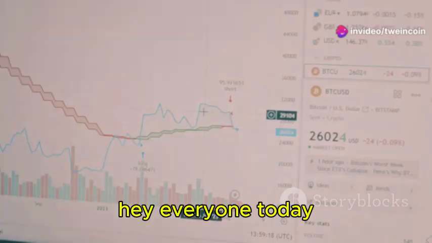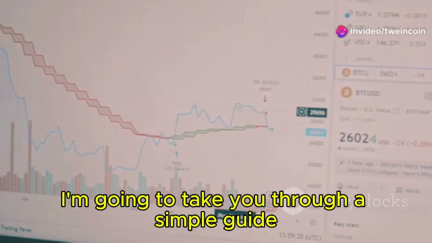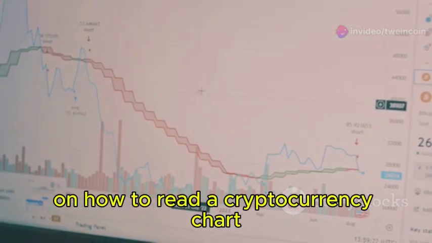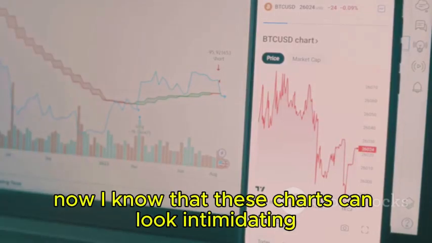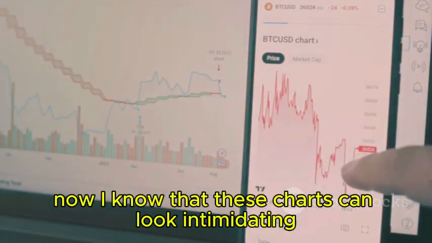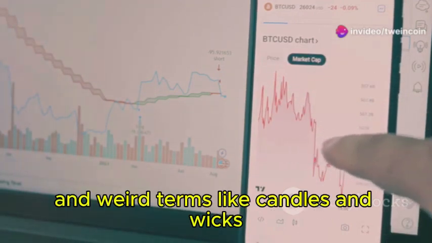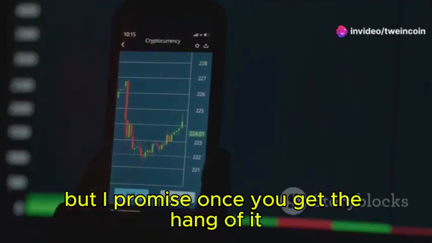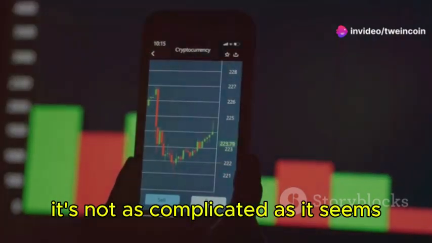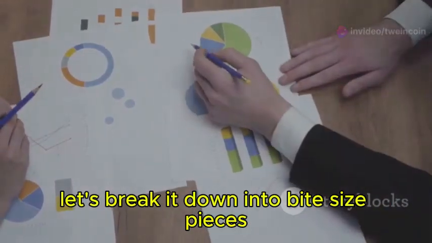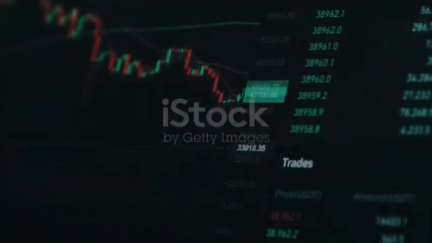Hey everyone, today I'm going to take you through a simple guide on how to read a cryptocurrency chart. Now, I know that these charts can look intimidating, all those lines and colors, prices going up and down, and weird terms like candles and wicks. But I promise, once you get the hang of it, it's not as complicated as it seems. Let's break it down into bite-sized pieces.